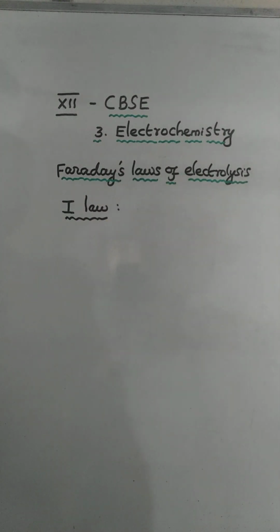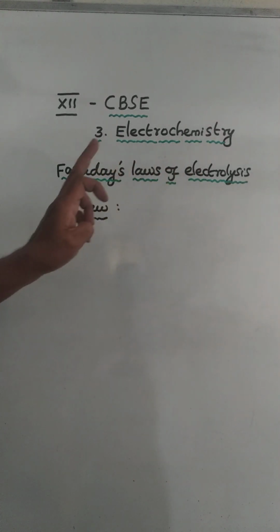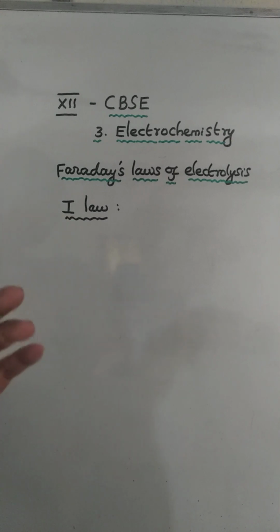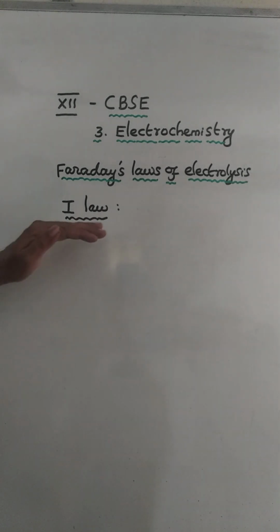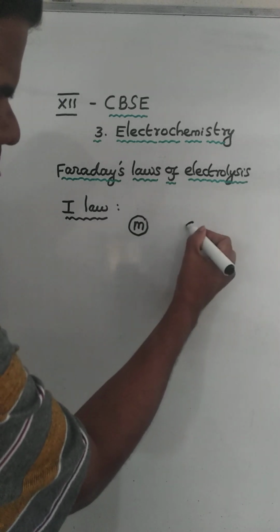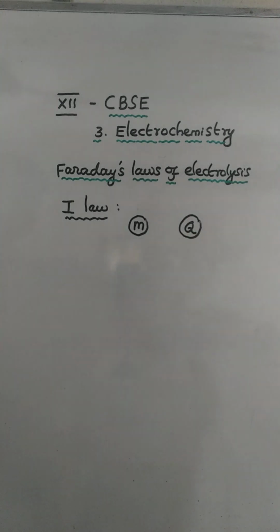The quantitative aspects of electrolysis were first analyzed by Michael Faraday, and he gave two statements about electrolysis, which are referred to as Faraday's first law and Faraday's second law. Now we can analyze the first law. The first law relates the amount of chemical reaction that takes place at the electrode and the quantity of electric current passed through the electrolyte during electrolysis.